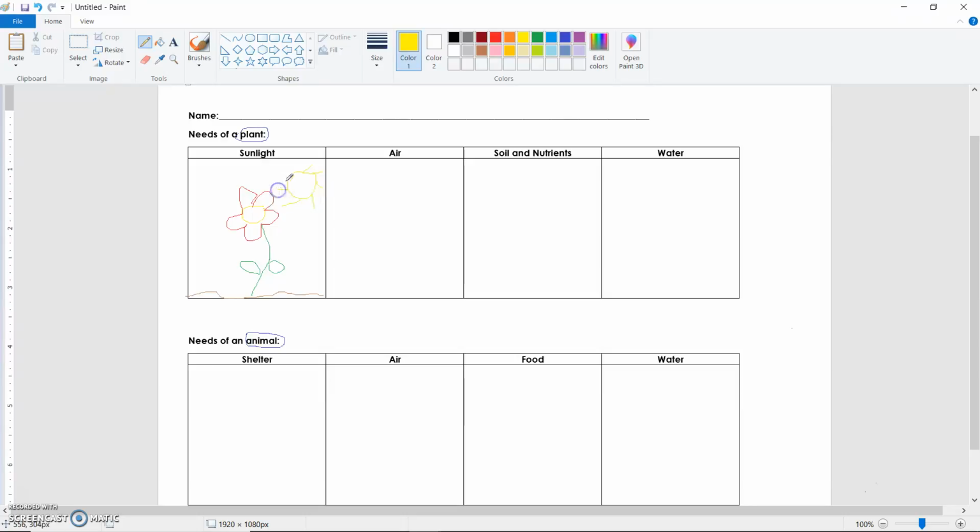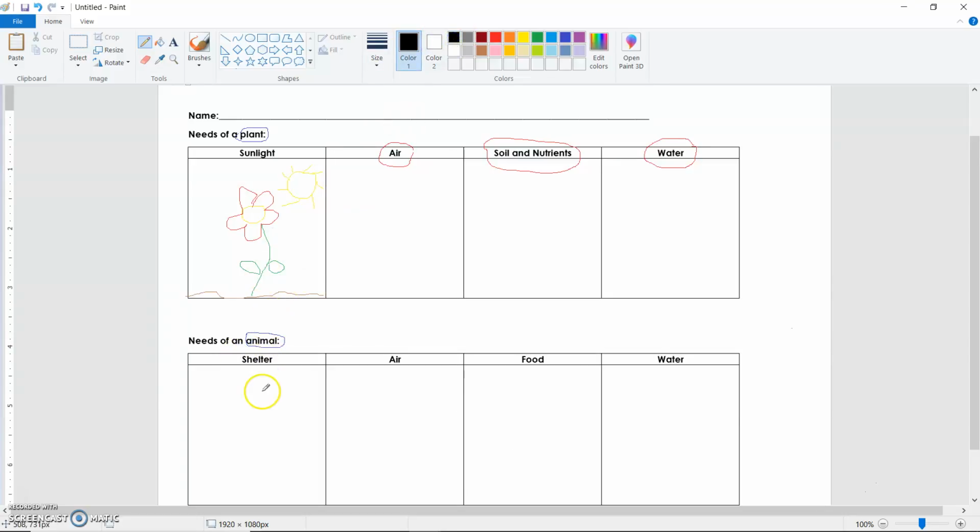Now, how is the plant going to get air? You will show that in this space with pictures. You can also use words if you want to. How is the plant going to get the soil and nutrients? How are you going to make sure the plant gets that? What are you going to do to it? And how is the plant going to get water? Right? Then you'll choose an animal and you will do the same thing.